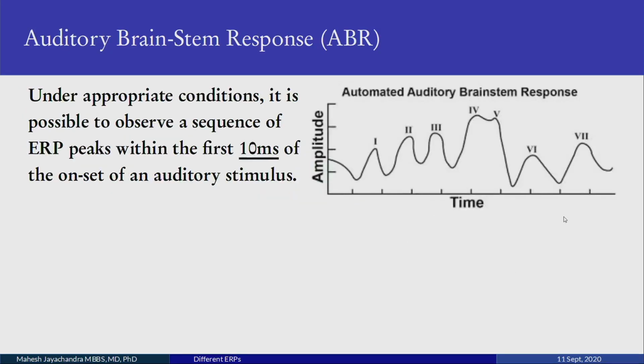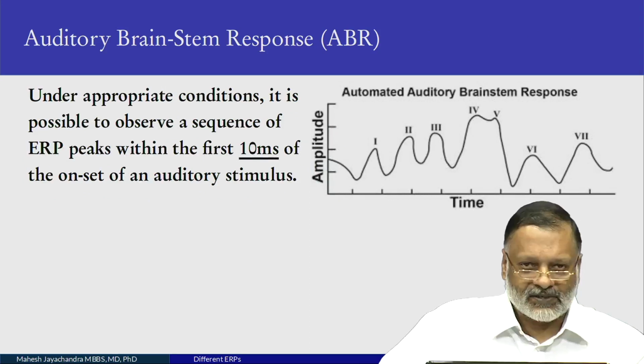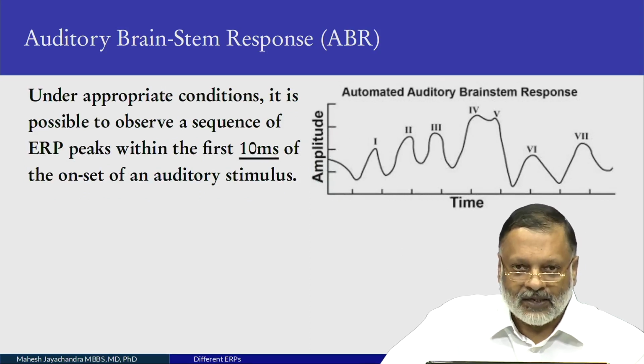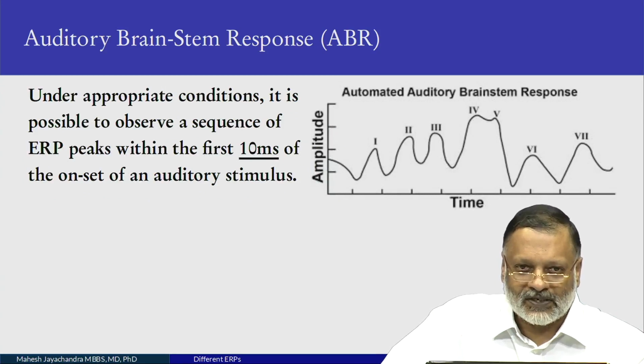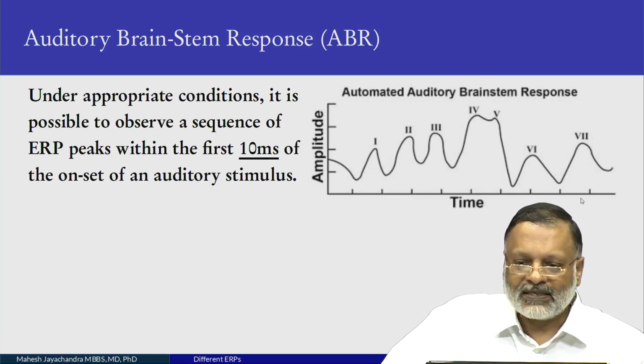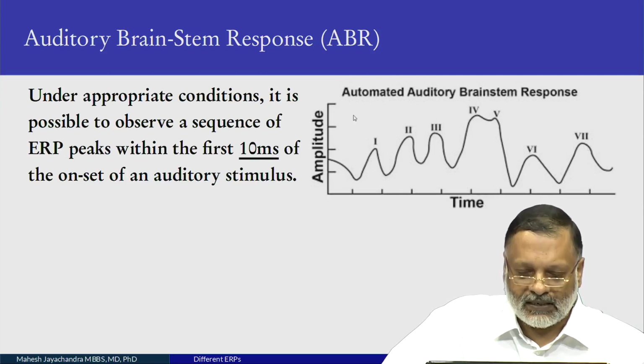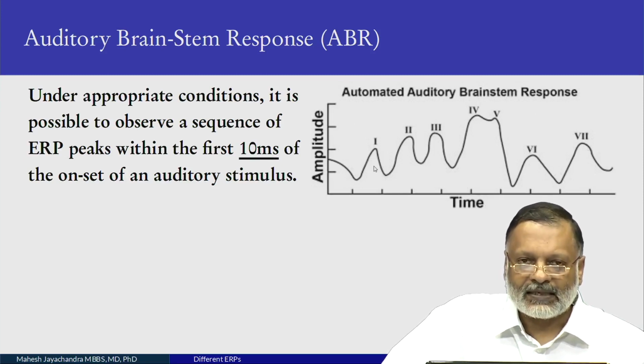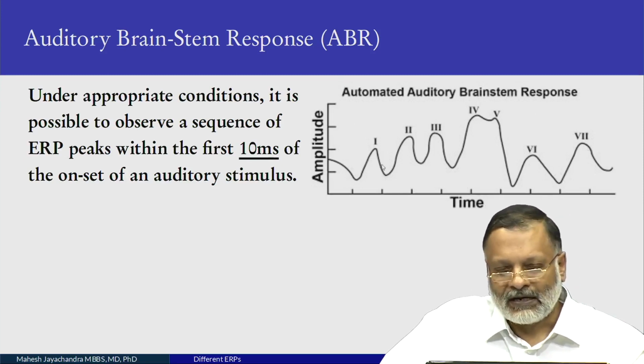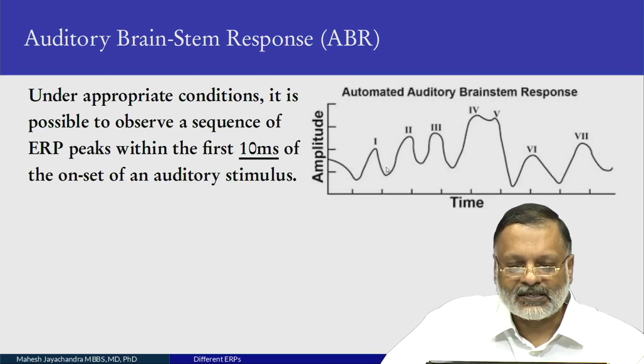Now let's look at the auditory brainstem response in detail. Under appropriate conditions, it is possible to observe a sequence of ERP peaks within the first 10 milliseconds of an auditory stimulus. So this is just 10 milliseconds, and you have these peaks: 1, 2, 3, 4, 5. 6 and 7 are a little difficult to record, but this is the auditory brainstem response. This is the basis of checking for hearing loss or auditory dysfunction in neonates.